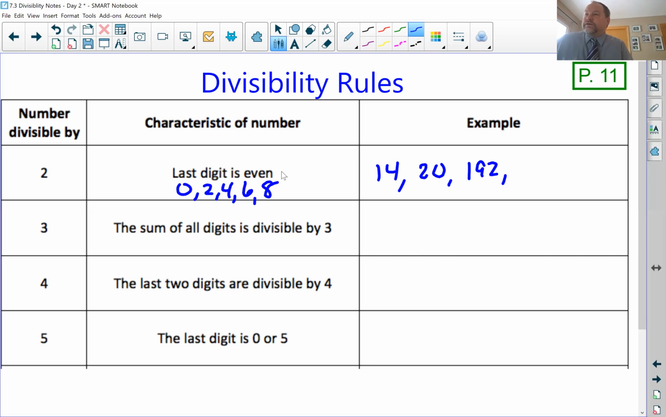The rule for 3 is a little more interesting. What you do is you add up all the digits, and if all the digits add up to a number that's evenly divisible by 3, then the number is evenly divisible by 3. So for instance, we could have 18. When you add up the 1 and the 8, that's 9. 9 is evenly divisible by 3.